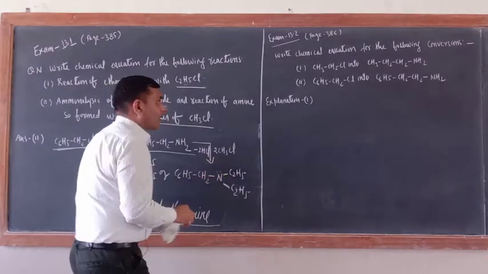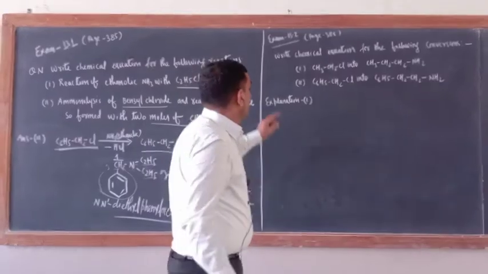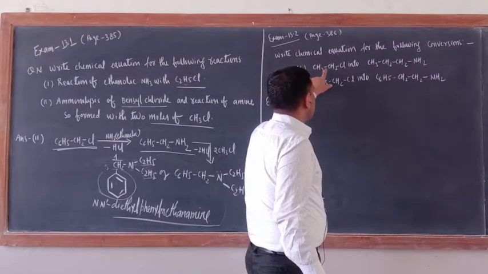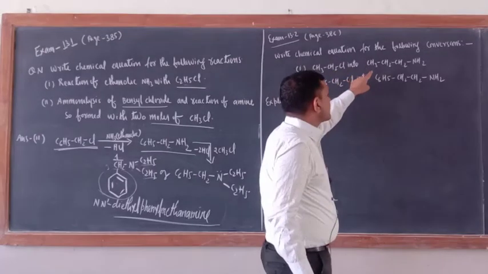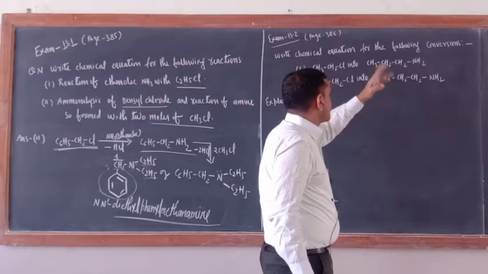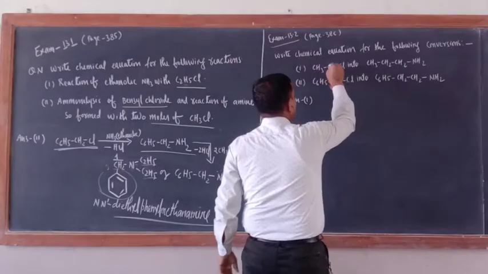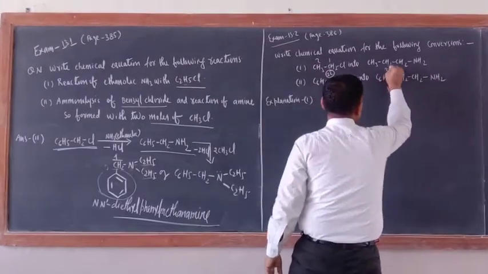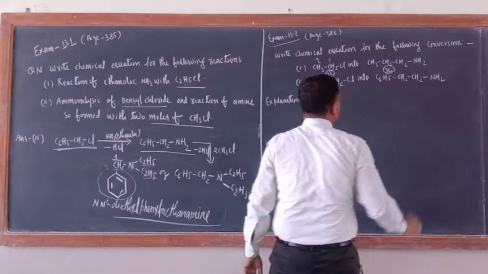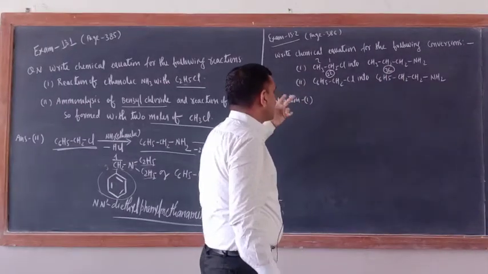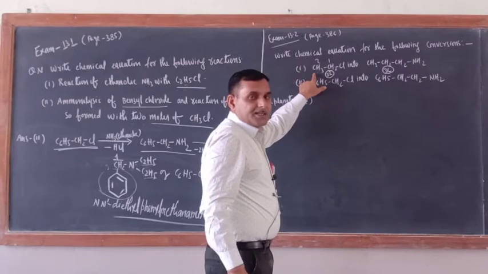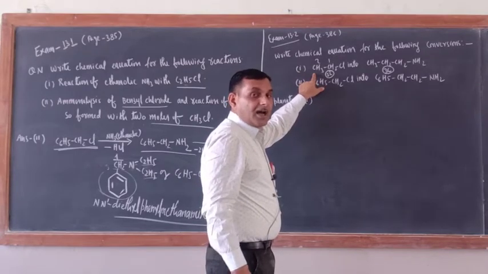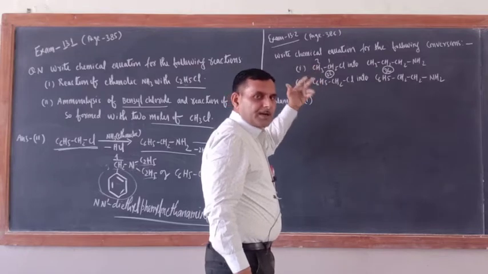Now the reaction is over. Okay, now come back here. The next one is: write the chemical equation for the following conversion: CH3CH2Cl into CH3CH2CH2NH2. Just see, here 2 carbon atoms are there, but here the amine has 3 carbon atoms. Means what should be there? We want to increase 1 carbon atom. This is an example of ascent of series. I want to increase 1 carbon atom here.